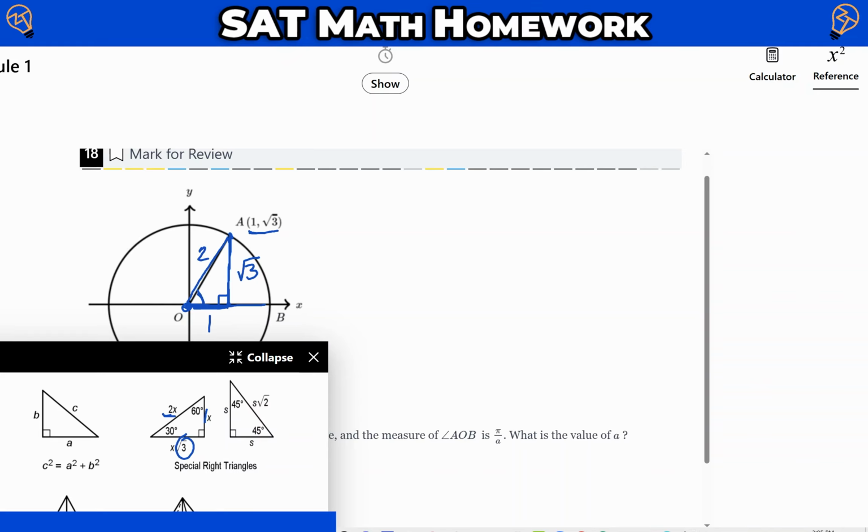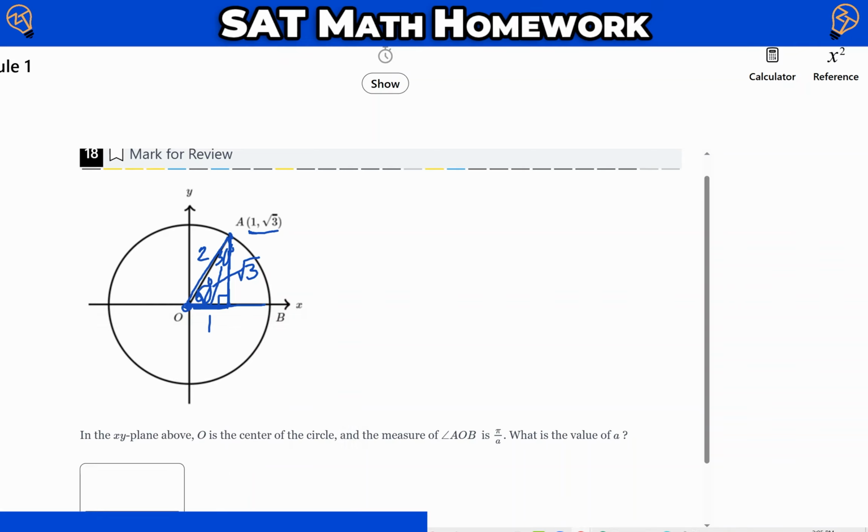More specifically, notice that the 30 is always across from the 1x, or in our case, the 1. So across from this 1, we can put 30 degrees. Across from the root 3 is 60. And whenever we're trying to find the measure of the angle, it's always referring to the angle at the origin, which like we said was angle O, the vertex portion. So in other words, we know the answer is 60 degrees, but we want it in radians.